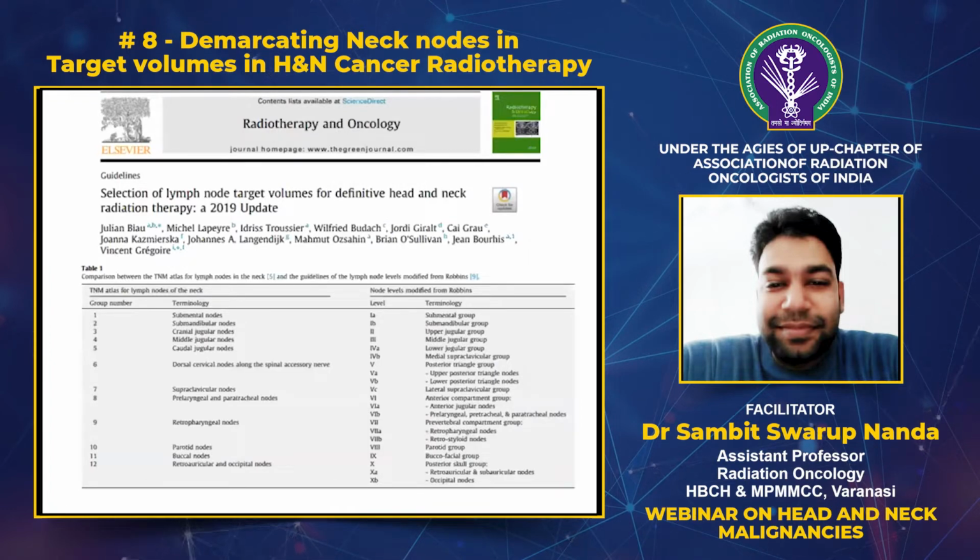The important lymph nodes are level 1A, that is the submental group. Level 1B is the submandibular group. Levels 2, 3, 4 are the upper, middle, and lower jugular group of lymph nodes. Level 4, level 5 is the posterior triangle group of lymph nodes. Level 6 is the anterior compartment, that is the anterior jugular, as well as pre-laryngeal and pre-tracheal group of lymph nodes. Level 8 is the retropharyngeal as well as retrostyloid group of lymph nodes. Level 9 is buccofacial, level 10 is the posterior skull group of lymph nodes.